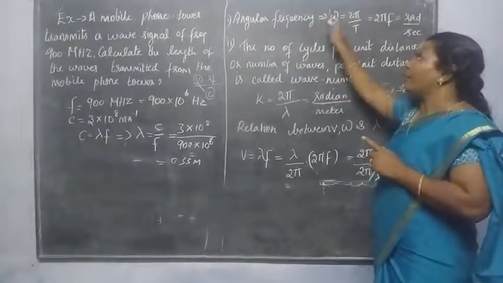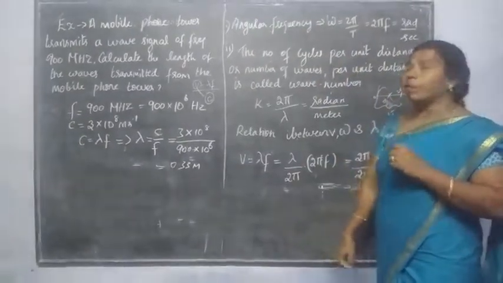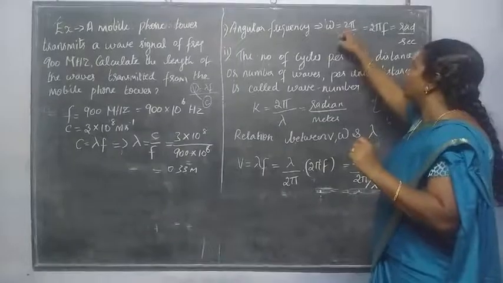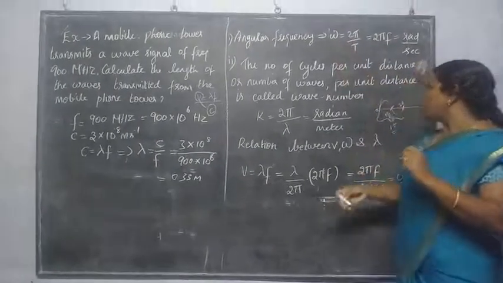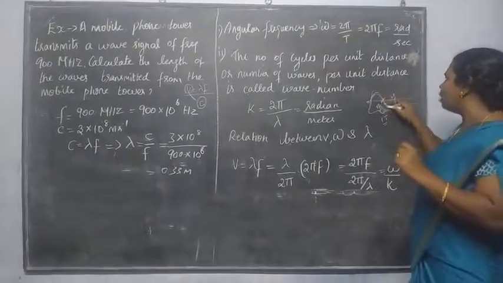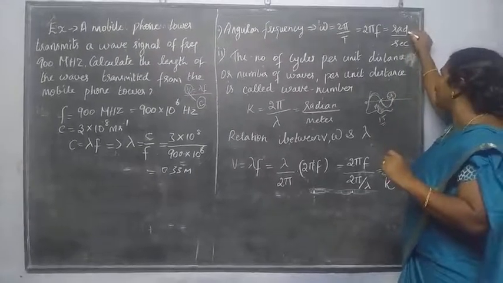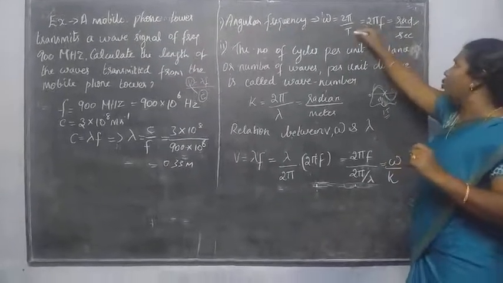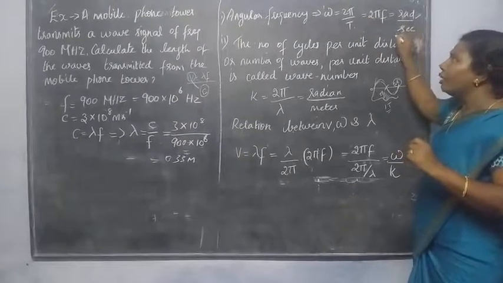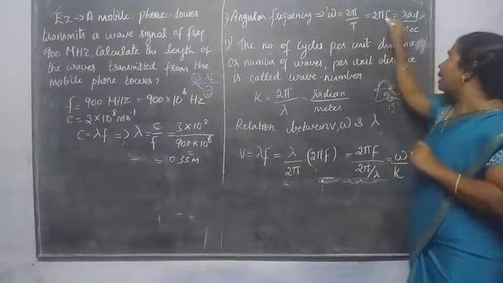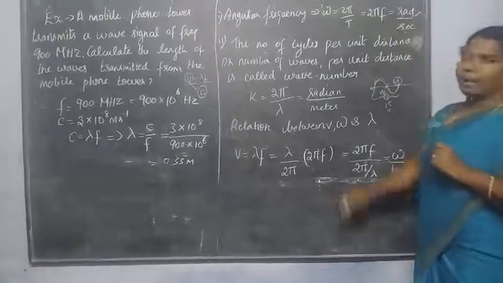It is denoted by the letter omega. That is, omega is equal to 2 pi divided by T. So 2 pi is an angle. What is the unit for that? Radians. And what is the time unit? Second. So the unit for the angular frequency can be written as radian divided by seconds.